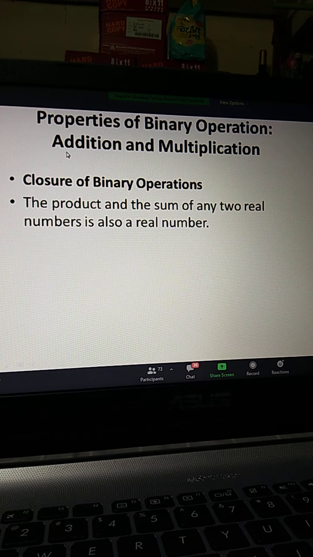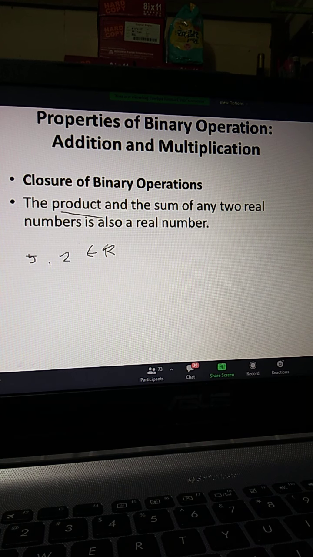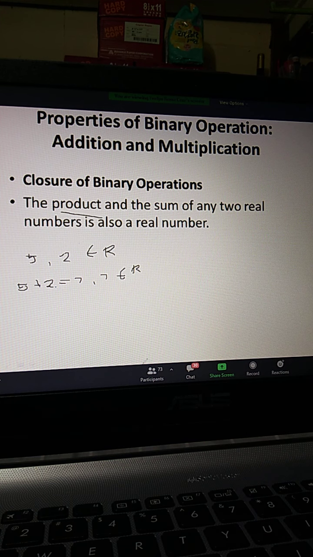Okay, let's take the sum first. For example, sum of two real numbers, let's say 5 and 2. 5 and 2 are both elements of real numbers. When we add 5 plus 2, which is equal to 7, we know that 7 is also an element of real numbers. So therefore, this is an example of addition under closure of binary operations.